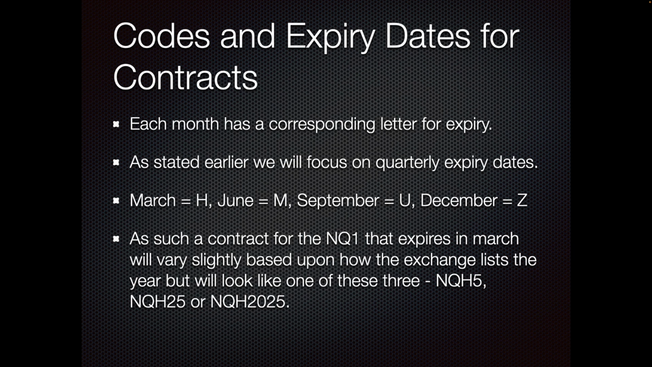As such, a contract for the NQ1, which is the NASDAQ mini, all right, it expires in March, will vary slightly based upon how the exchange lists the year, but will look like one of these 3. It'll be the NQH5 or the NQH25 or the NQH 2025. If you want to trade micro contracts, all you do is put an M in front of these. All right, so it would be the MNQH5, and we'll look at that a little bit closer on Tradovate.